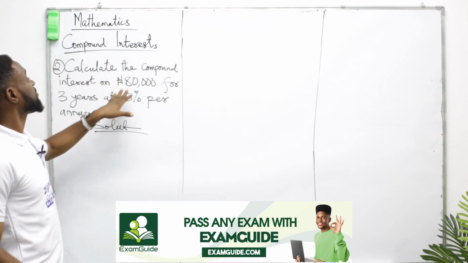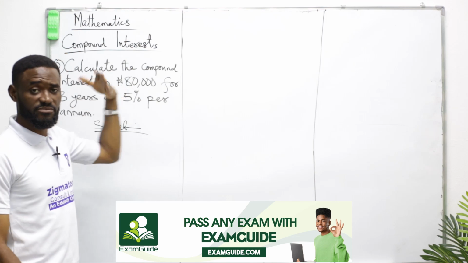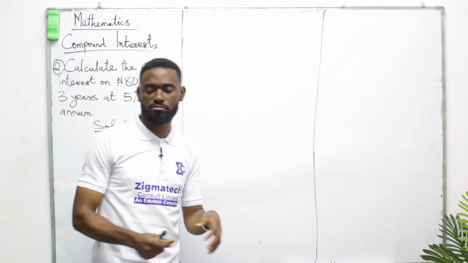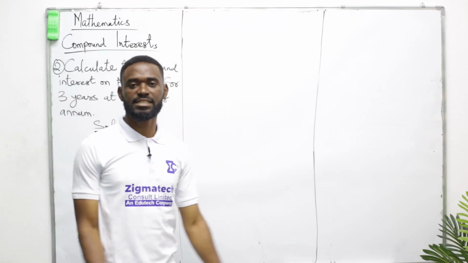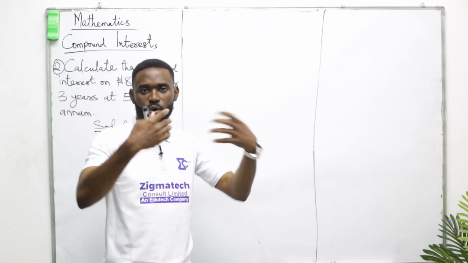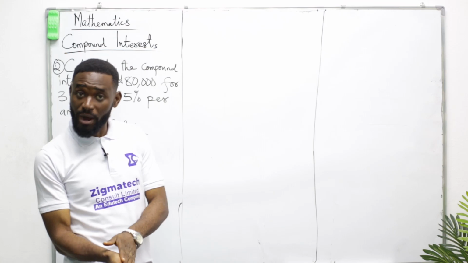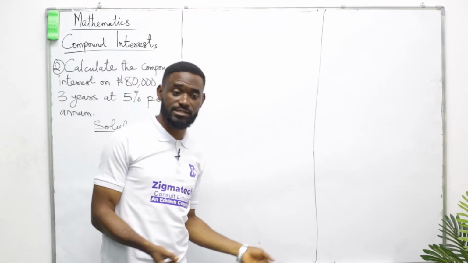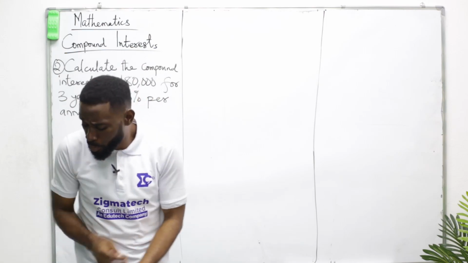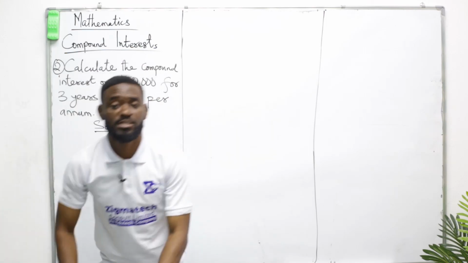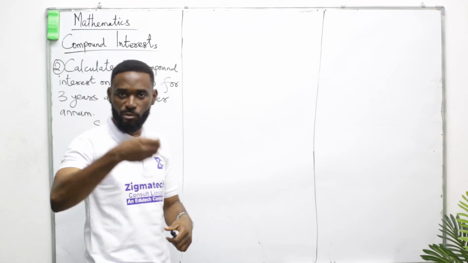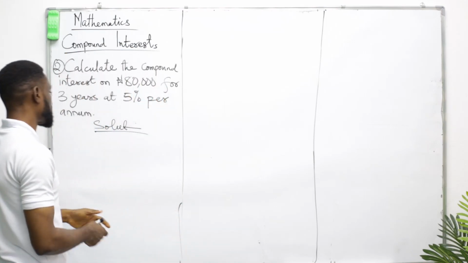So we have 80,000 naira invested, maybe into a business or borrowed, and the lender requires that a compound interest is given to him at the end of 3 years. So what do we do? How do we calculate this so that the person borrowing this money will know that at the end of these 3 years, this is how much he's bringing back?